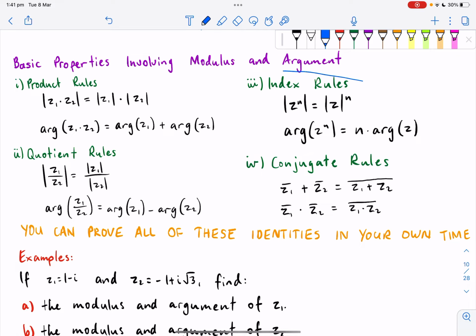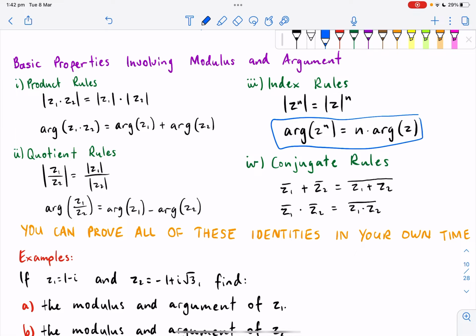All right, moving on to the index rules. Taking the modulus of z to the power of n is equal to the modulus of z, to the power of n. So you can see that it behaves almost like normal indices. You can take the power inside the bracket and outside the bracket. It works in a very similar manner.